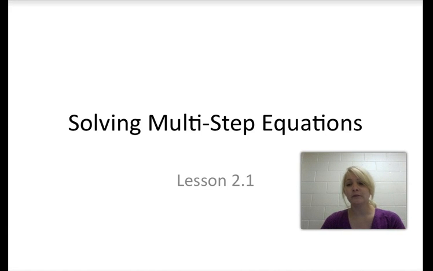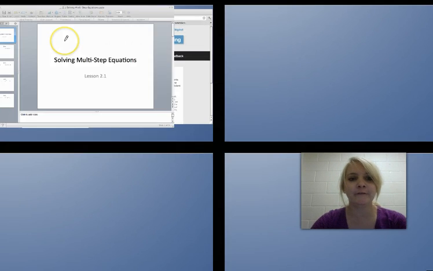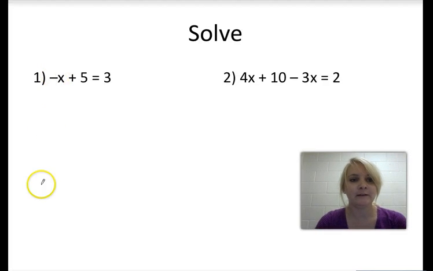All right, we are solving multi-step equations to start us off with Unit 2. So the whole purpose of these, we'll be looking at equations, so we'll have an equal sign in the middle, and we're going to be solving for the variable. All right, so the first, we are looking at solving number 1. We have negative x plus 5 equals 3.